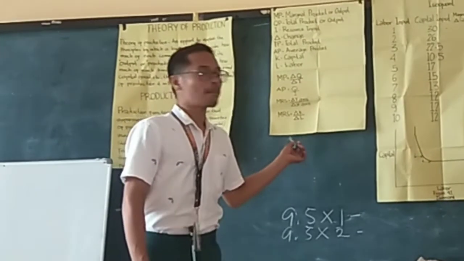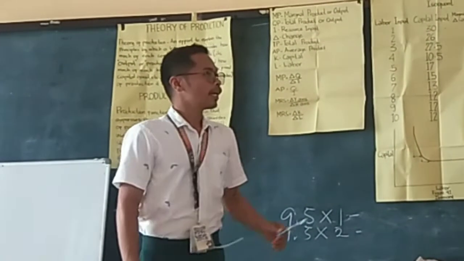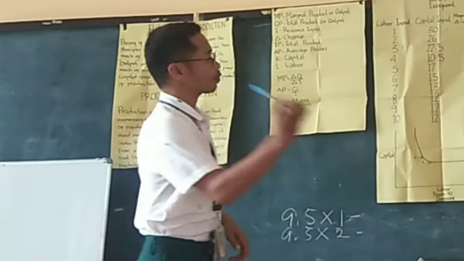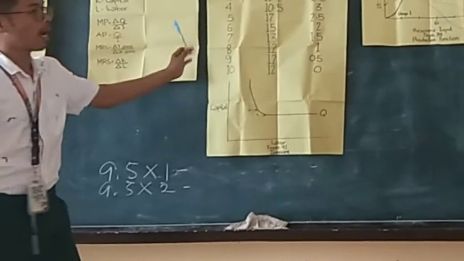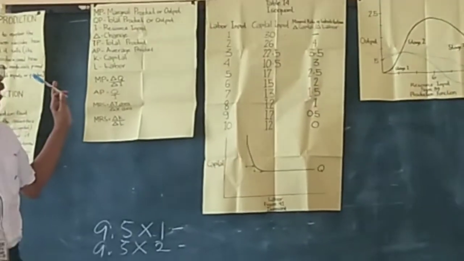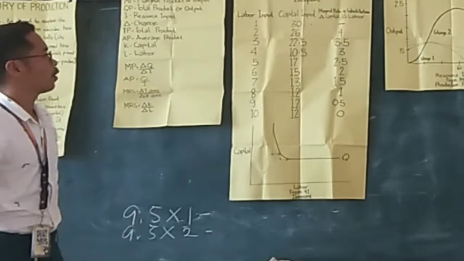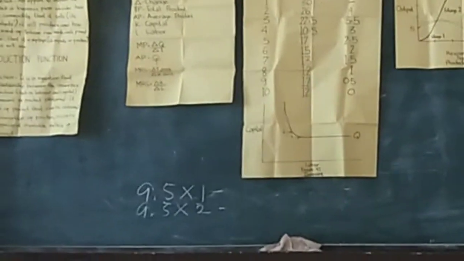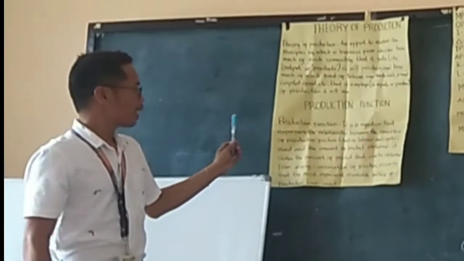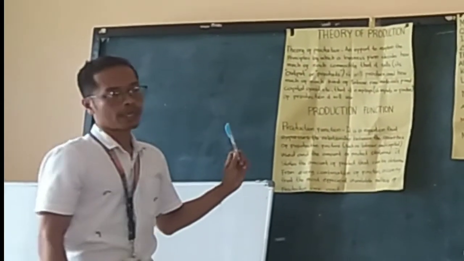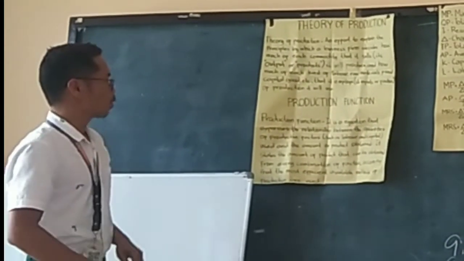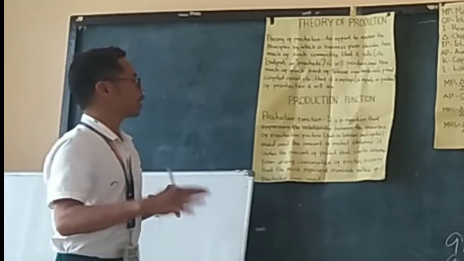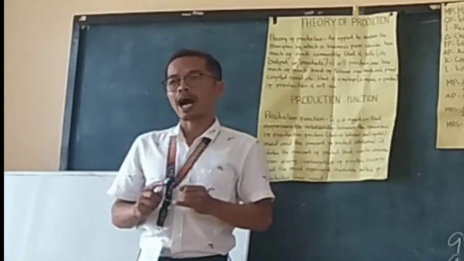Ito yung mga gagamitin natin in order for us to come up with the following production table. Okay? So, in theory of production, we have the production function. Ito yung nagpa-function for us to have output.